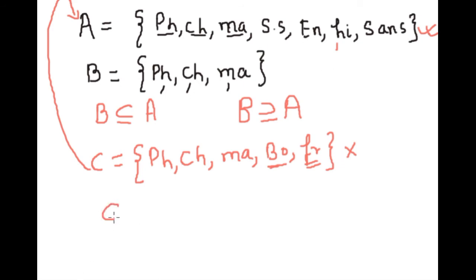So C is not a subset of A, and A is not a superset of C, because C is not a subset of A. This is the reason A is not a superset of C. I hope set, superset and subset, all three things are clear here.